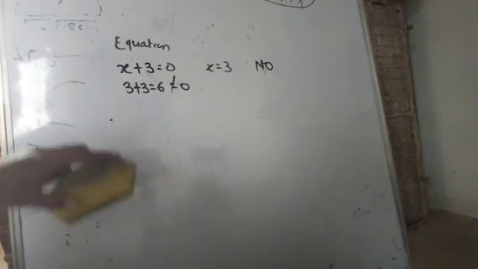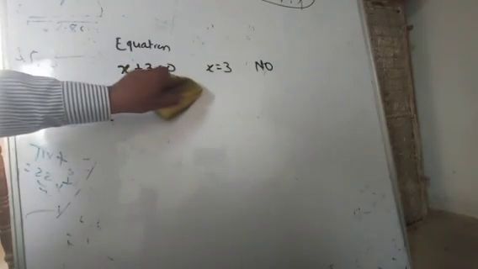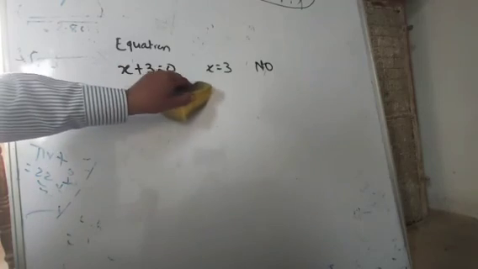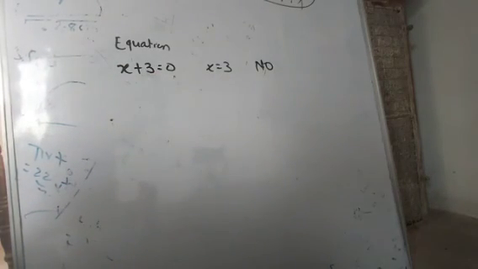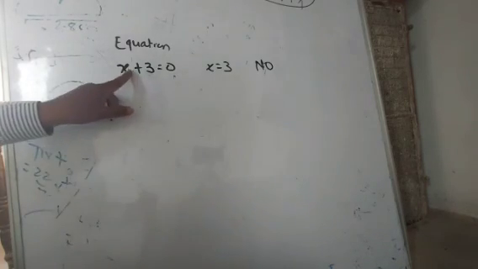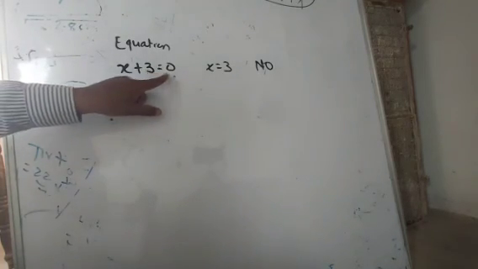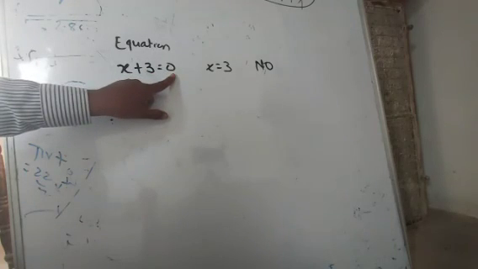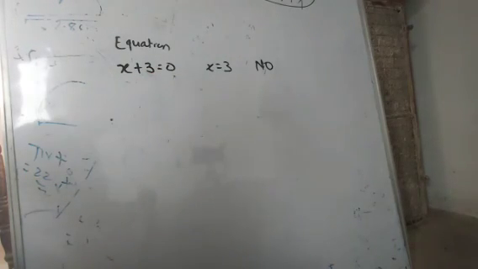Understood? This is the equation, x plus 3. The value is x is equal to 3. And we have to say whether it satisfies or not. See, 3 plus 3 is 6. 6 is not equal to 0.